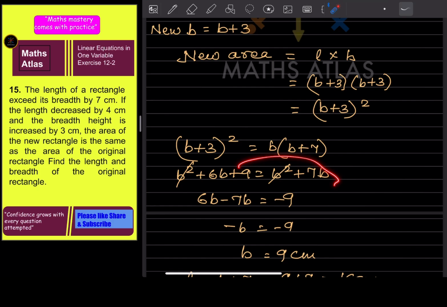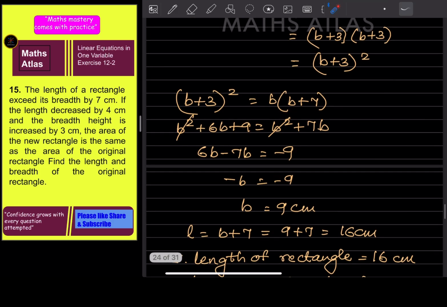And this will go here, that will be minus 9. So minus 7 plus 6 is going to be minus B is equal to minus 9. This and this get cancelled, both sides negative. So B is going to be 9 centimeter. So now let us see for L.